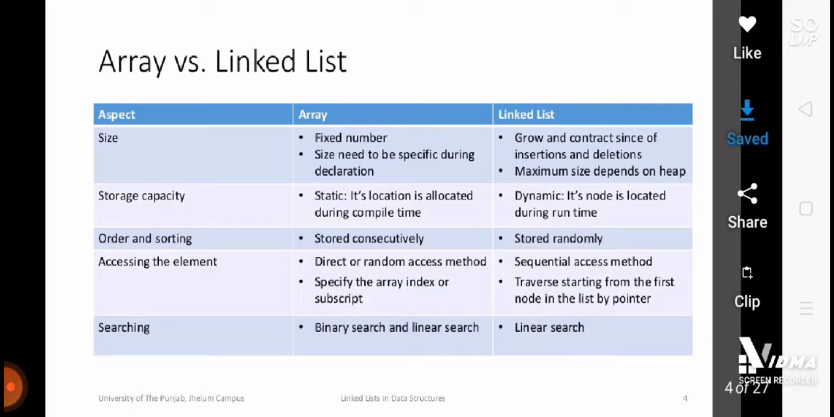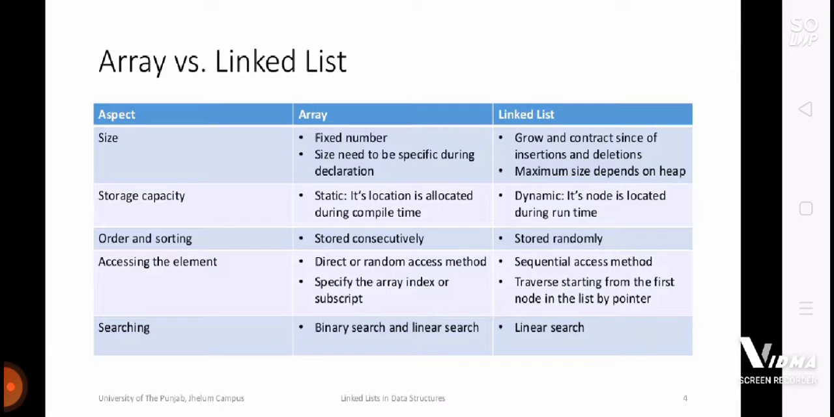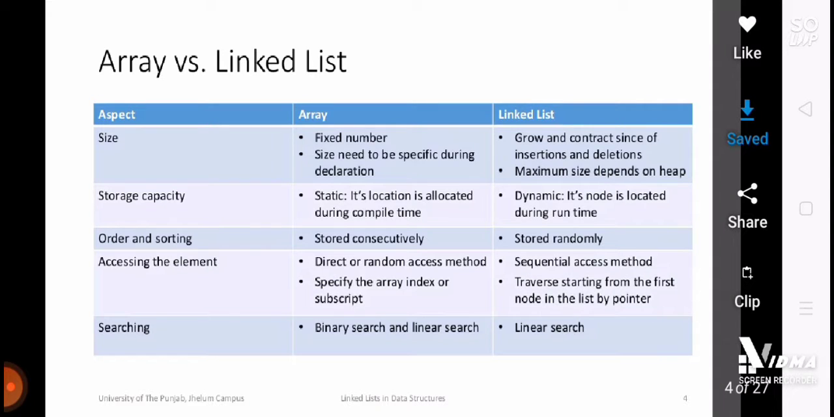Stored consecutively. Array stores the elements consecutively. However, linked list stores the items randomly. It means array will store the items all in consecutive locations, whereas the linked list items are stored randomly. One node will be in one location and the second node of the same list may be in another location of the memory. They will not be contiguous, they will not be consecutive.